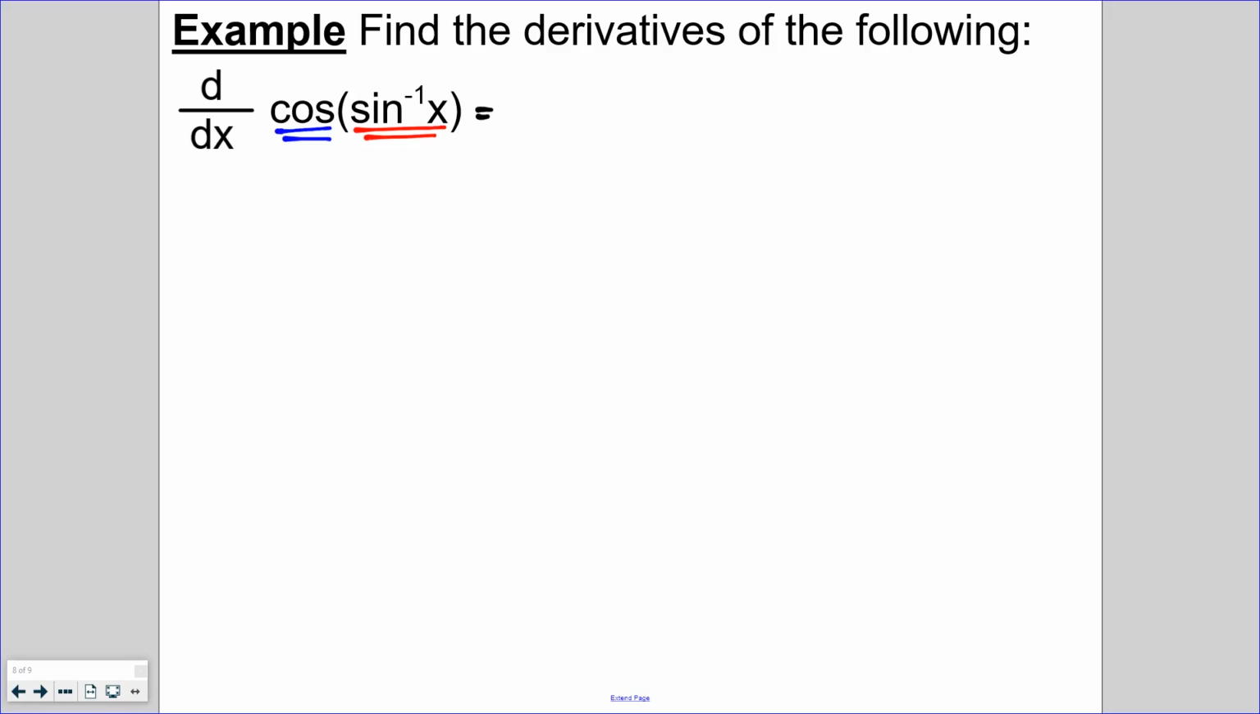Chain rule says we take the derivative of the outer function first, and the derivative of cosine is going to be negative sine of the inside. We're going to put the inside back in, so sine inverse of x. And then we're going to multiply by the derivative of sine inverse of x. Again, our u value is going to be x, which means our u prime will be 1. So our derivative will be 1 over the square root of 1 minus x squared times 1.